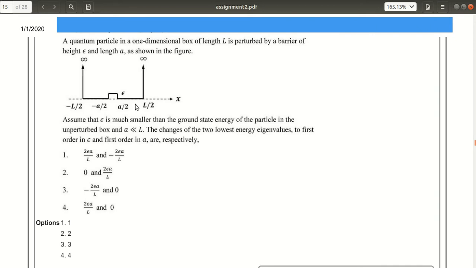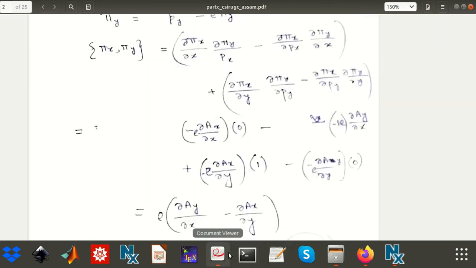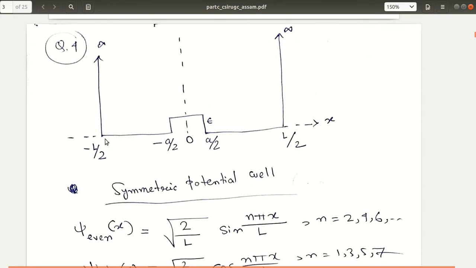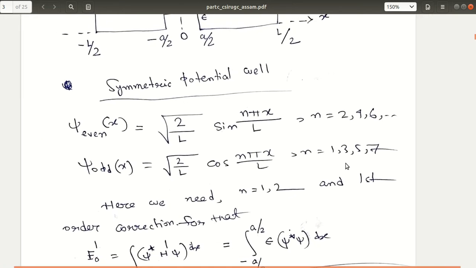So you have this potential, which is an infinite square well potential, but you have a small perturbation in between minus a by 2 to plus a by 2, and you need the correction in first order, which is basically the first order correction for the first excited state and ground state. Okay, so as you can see, this is a symmetric box which is from minus L by 2 to plus L by 2. So the wave function psi even will be root over 2 by L sine of n pi x by L for n equal to 2, 4, 6, 8 and so on, and psi odd will be root over 2 by L cos n pi x by L for n equal to 1, 3, 5, 7 and so on.